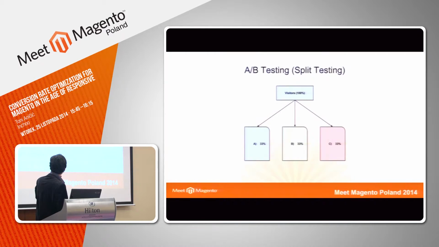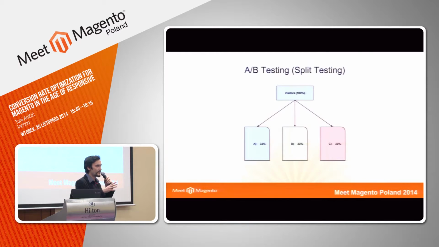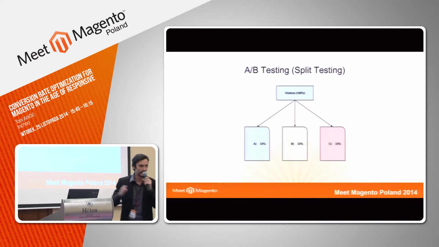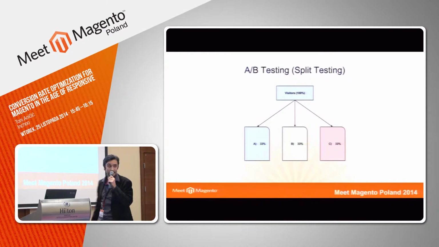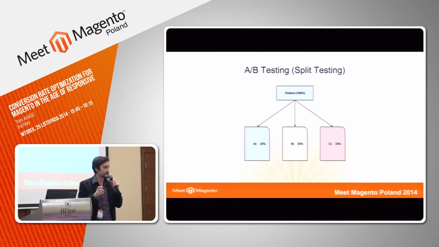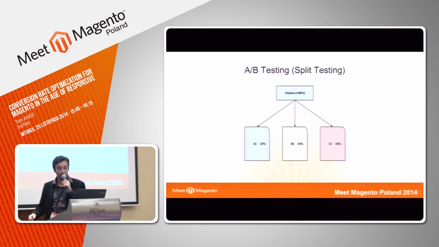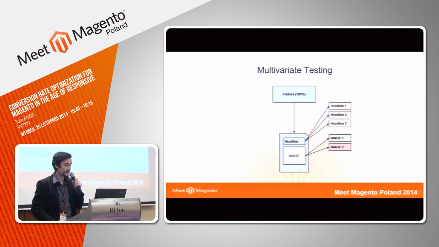So the first kind of testing you can do is A/B testing, also known as split testing. Some people think it's just variation A versus variation B, but actually you can have the whole alphabet over here. You can have variation A, B, C, D, E, F, G. It's still called A/B testing or split testing. There's a difference between A/B testing and multivariate testing, and multivariate testing looks like this.